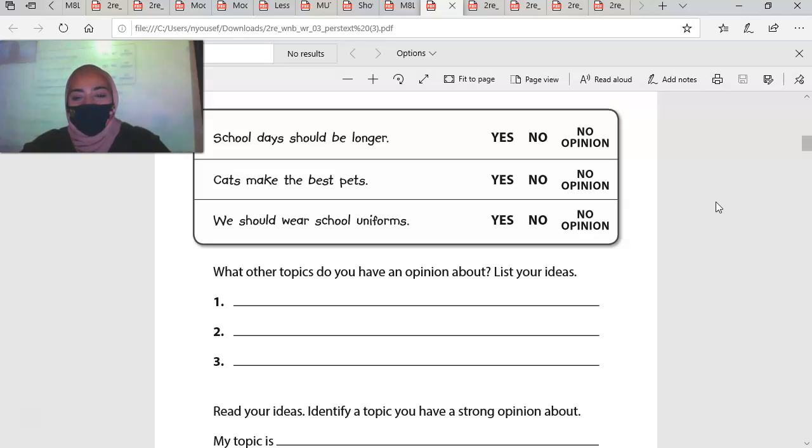Cats make the best pets. Yes or no? Circle what you think. We should wear school uniforms. Yes or no? Okay, circle what you think. What other topics do you have an opinion about?